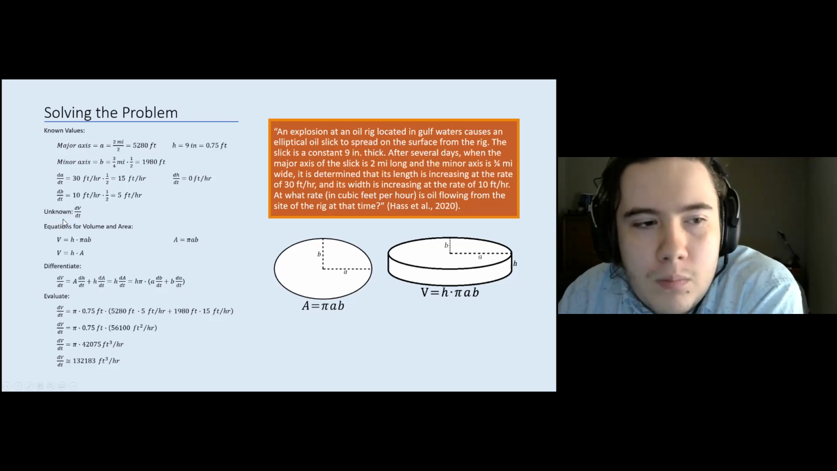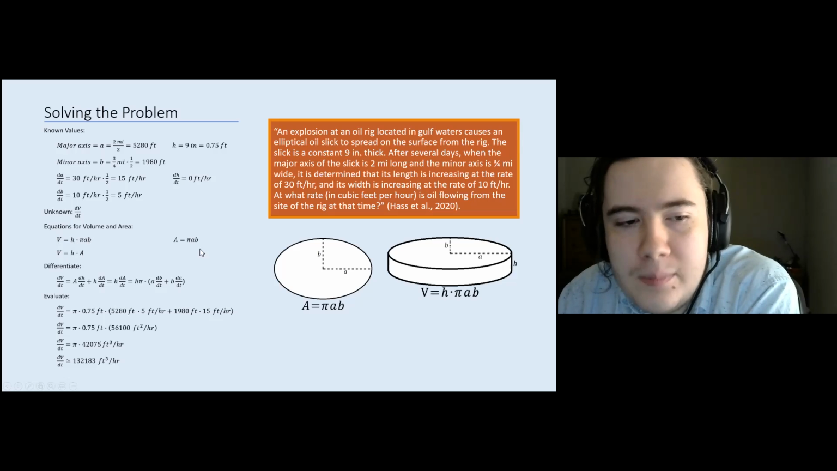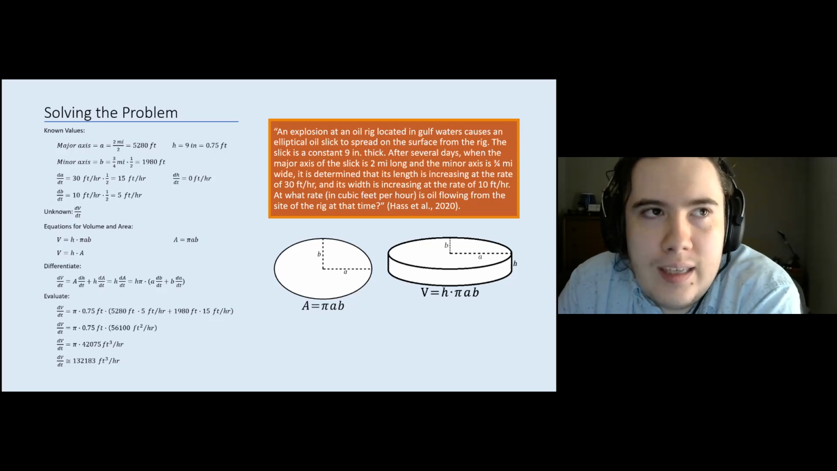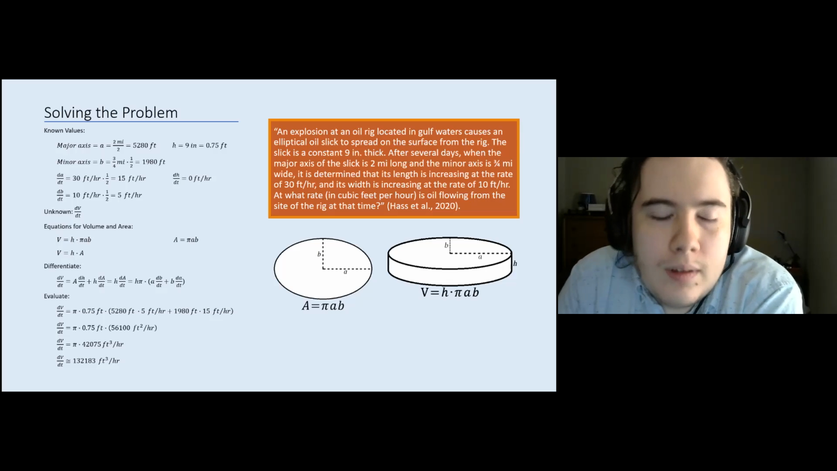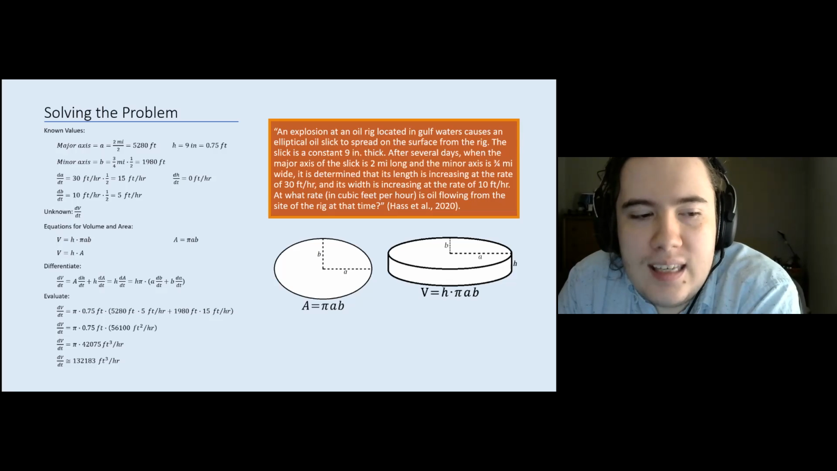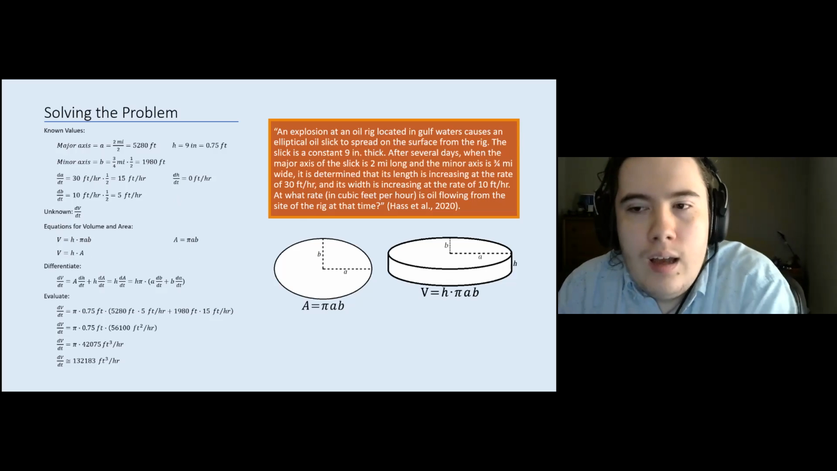So we have the equations for volume and area here. Volume equals height times pi AB, and area equals pi times AB, which gives us volume equals height times A. And from there, we can differentiate with the product rule. So dV over dt equals area times dH over dt plus h times dA over dt. dH over dt is equal to 0 feet per hour, so we can get rid of that term entirely because multiplying by 0 gives 0.